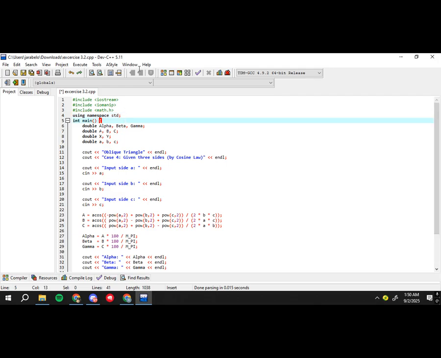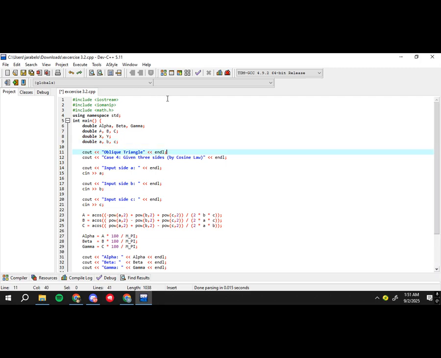So for the fifth line, this is the main function where the program starts running. For double alpha, beta, gamma, these variables will store the three angles of the triangle. For double ABC, this variable will temporarily store the angle in radians. For the eighth line, double XY, these variables will store values used for checking with Mollweide's equation. For the double ABC on the ninth line, these variables will store the three sides of the triangle.